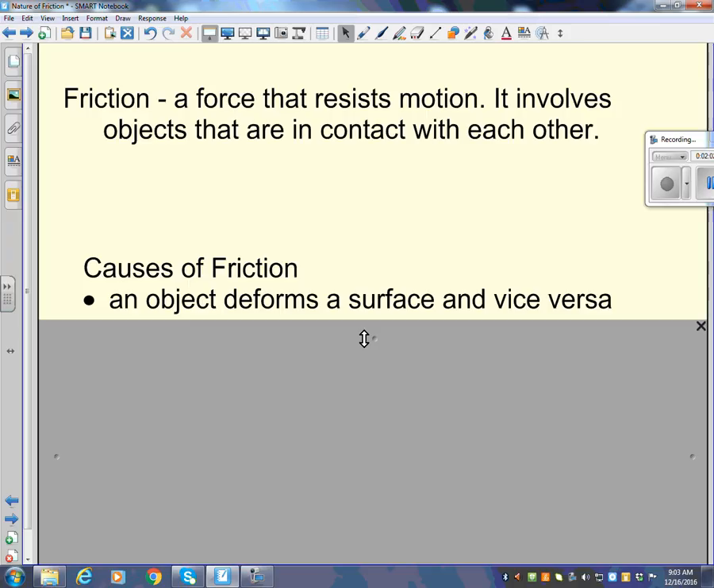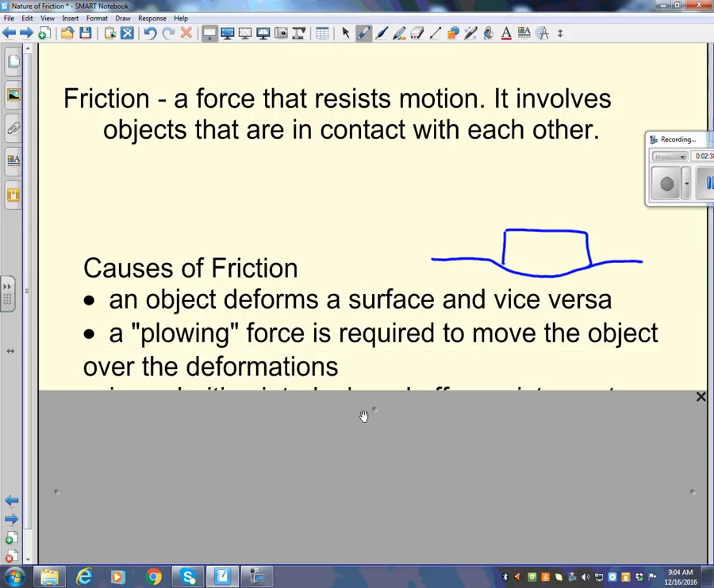So what causes friction? How come we have friction? Well, friction is one of those things, kind of like gravity, that's not 100% understood. The theory is still in the working stages. An object deforms a surface and vice versa. They think that on a microscopic level, and I'm obviously simplifying here, when you put something heavy on a table, it creates a little impression, a little depression, a little hole. A plowing force is required to move the object over the deformation. So you could almost say it's like going uphill, working against gravity.